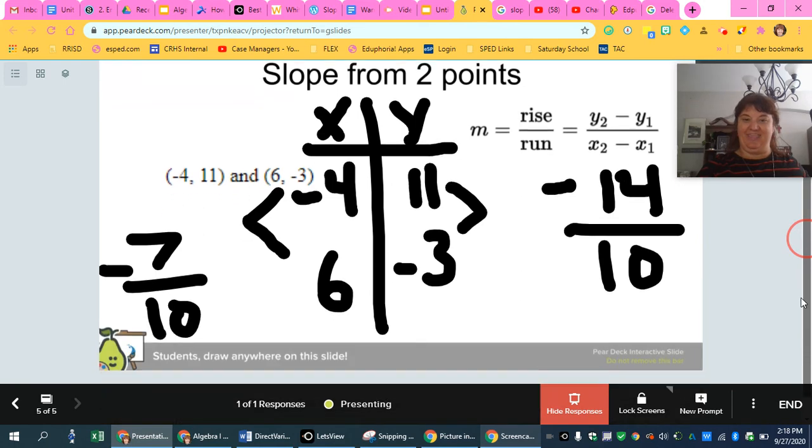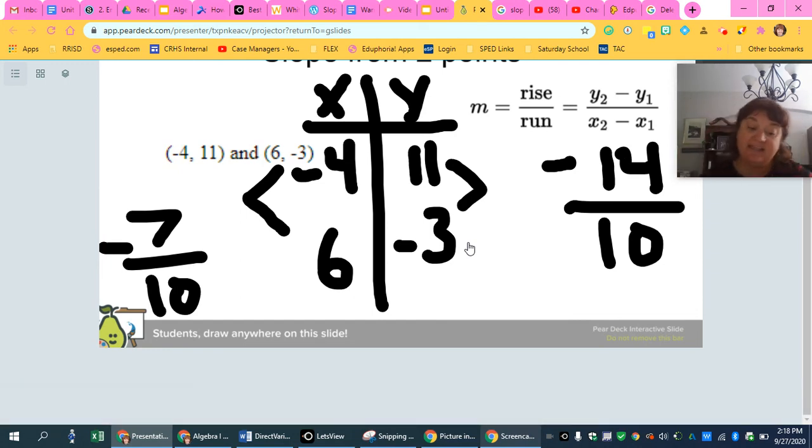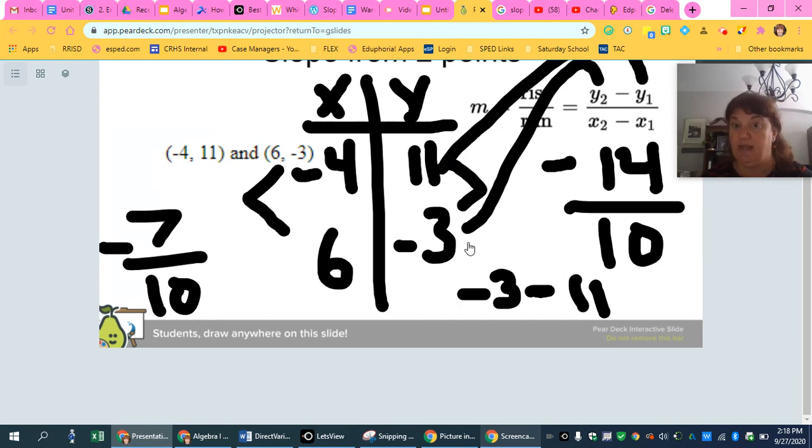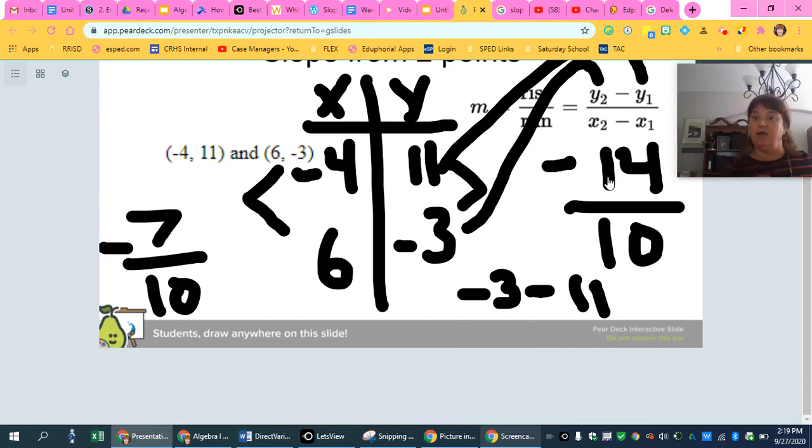There's my answer. To go from 11 to negative 3, I had to go down 14, right? Now, again, you can think to yourself, if you're thinking slope formula, which it does exist, you're basically saying negative 3 minus 11. You're taking this right here, that's your Y2, and you're minusing your Y1. Or you can just think, how did I go from 11 to negative 3? And it's a negative number because I had to go that way, right? Now, how did I go from negative 4 all the way up to 6?